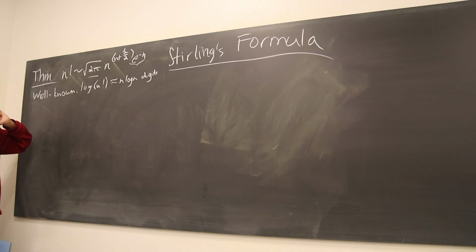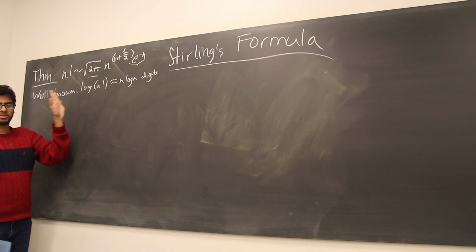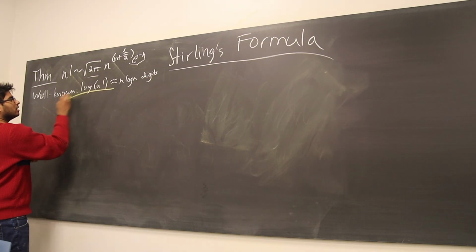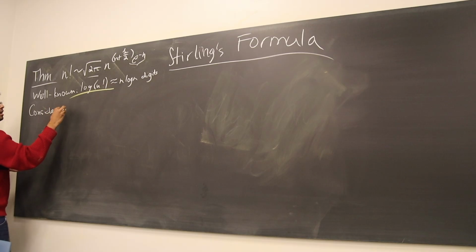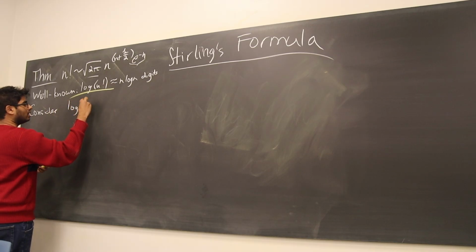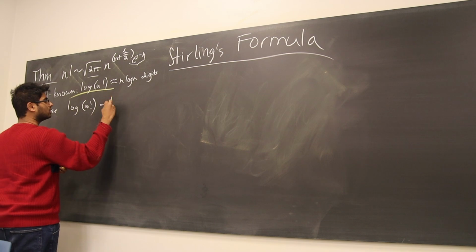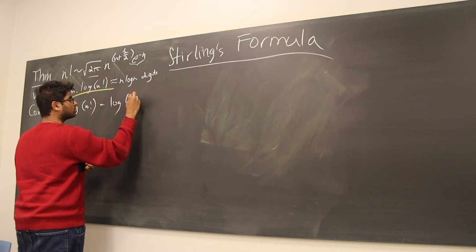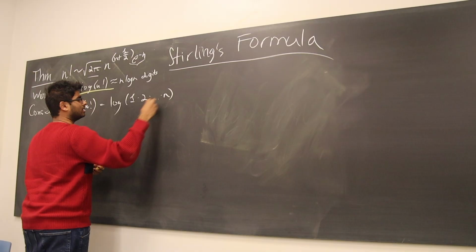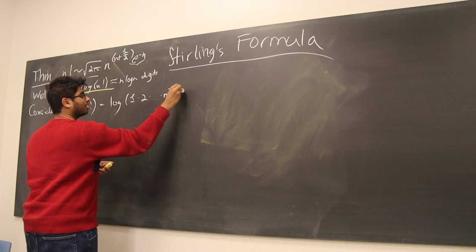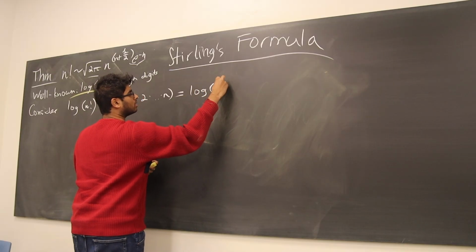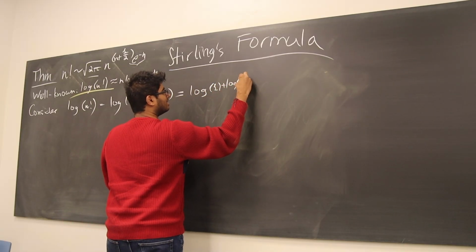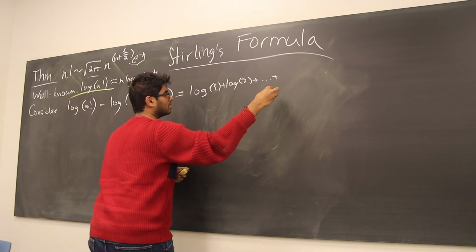And so where do we go from here? Clearly we have some starting steps. We have log n factorial already. So let's consider log of n factorial. This is log of the product 1 through n, just by definition of factorial. And log of products turns into log of sums. So we have log 1 plus log 2 plus ... plus log n.